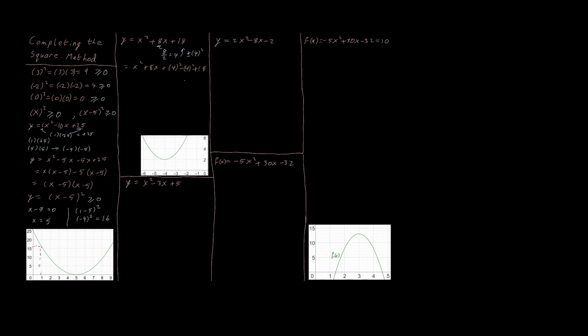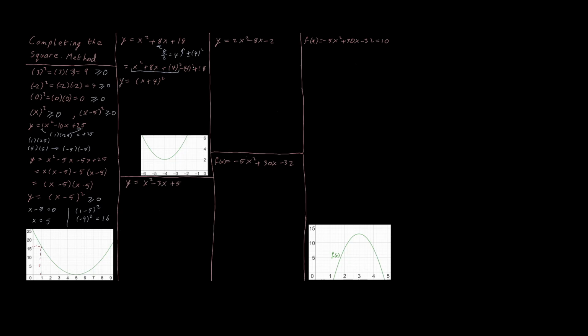And I have my 18 still sitting on the end. It hasn't gone anywhere. So I've added and subtracted this thing that I want to have on the end. Well, now this part of my quadratic is in the form of a perfect square. So I can say that this I know factorizes to x plus 4 to be squared. And then the rest of it can come along for the ride.